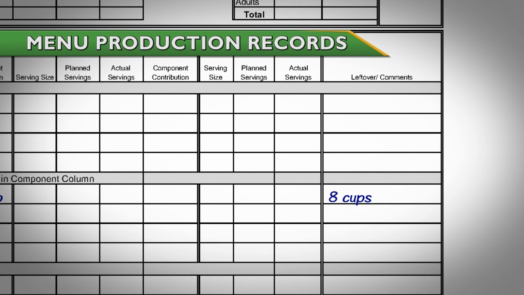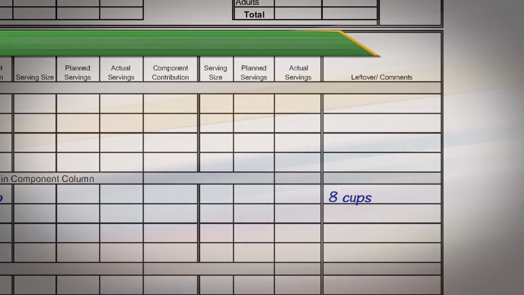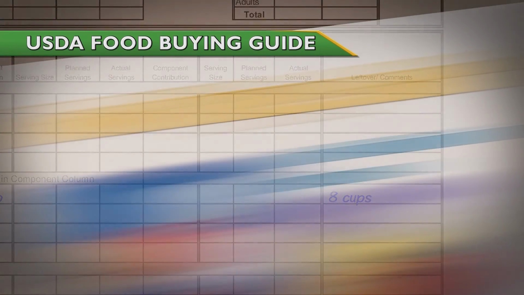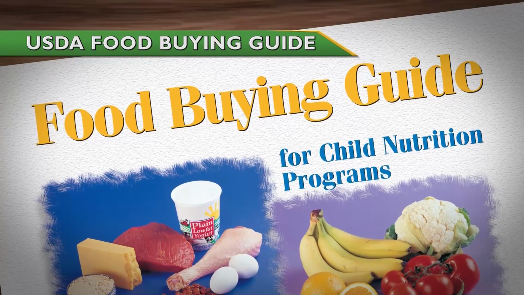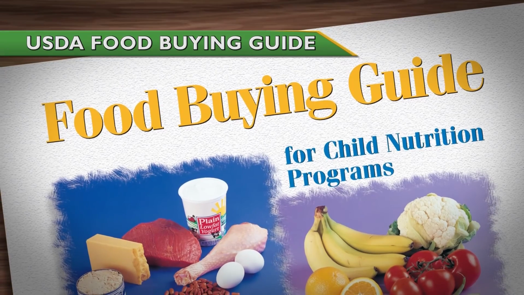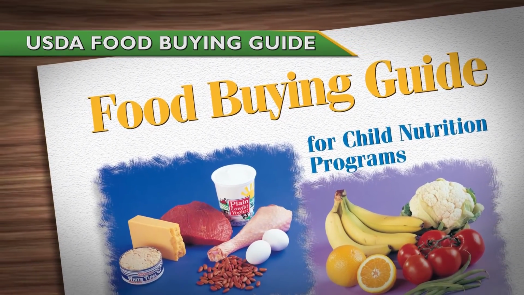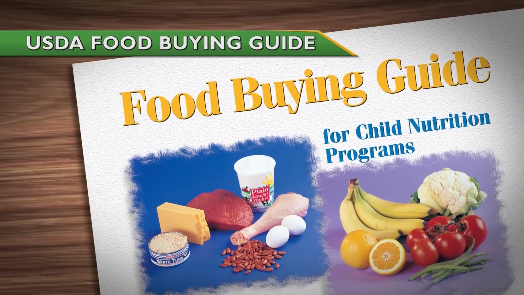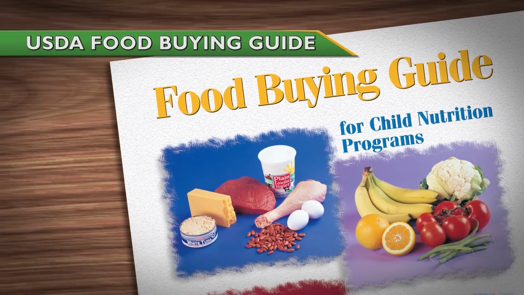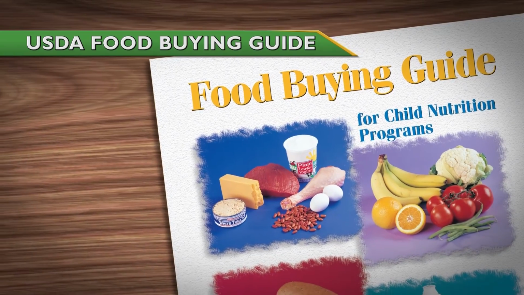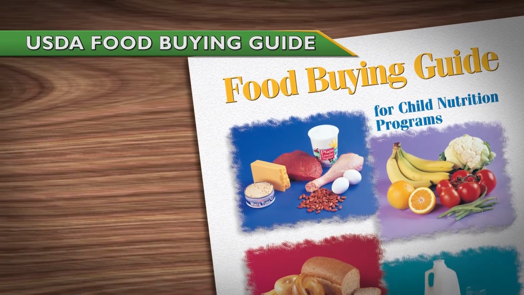Record any leftover food or substitutions in the comments section. For example, if broccoli is substituted for spinach, it is necessary to show compliance with the dark green vegetable requirement. The USDA Food Buying Guide for Child Nutrition Programs is a valuable resource for questions regarding menu contributions for any items served in the program. It can help determine portion sizes of fresh fruits and vegetables. It includes common can sizes, utensil sizes, and capacities and purchasing guidelines.